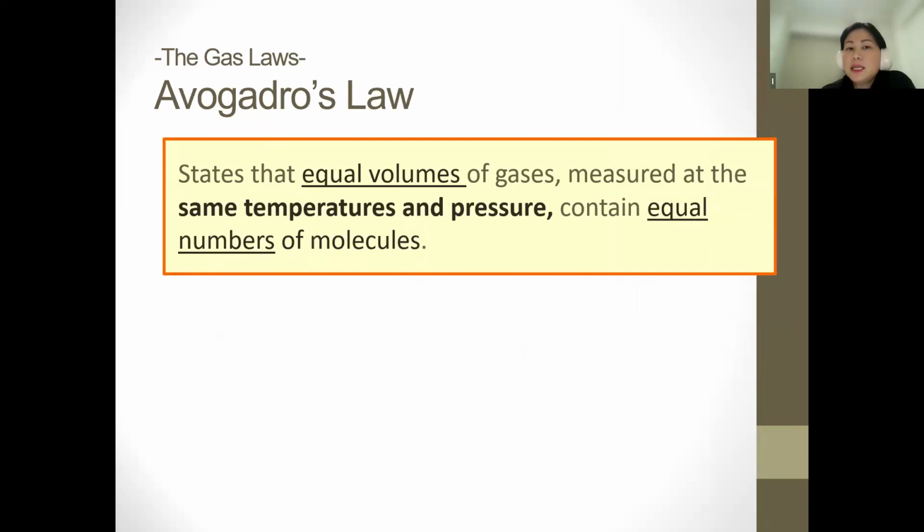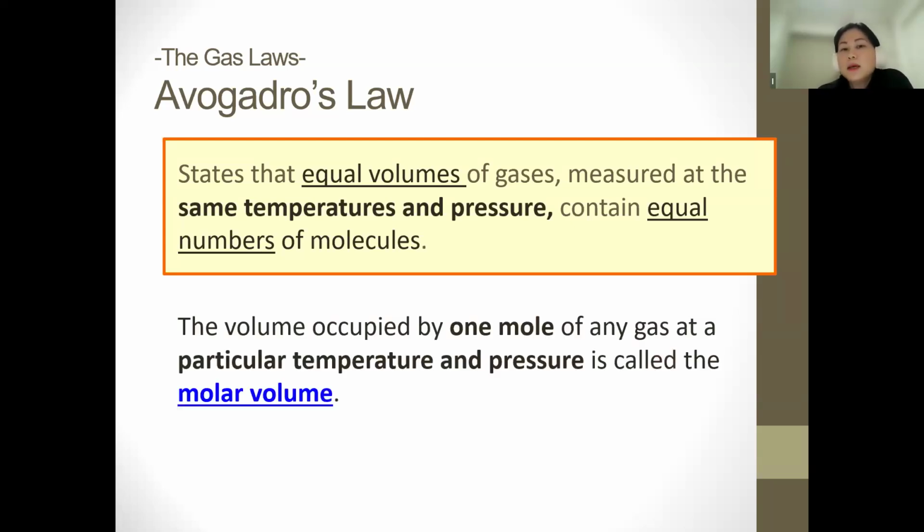So Avogadro's law states that an equal volume of gas measured at the same temperature and pressure will contain an equal number of molecules. And because number of molecules divided by Avogadro's constant is the mole, and Avogadro's constant is the same value, we can say that equal volumes of gases measured at the same temperature and pressure will contain equal moles. And the volume, we give it a special name, called molar volume. So the volume occupied by 1 mole of any gas at a particular temperature and pressure is given the name molar volume.